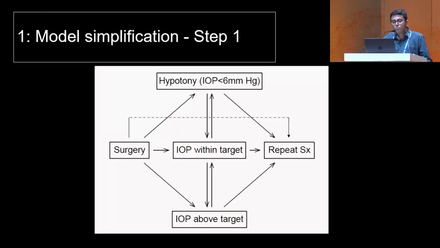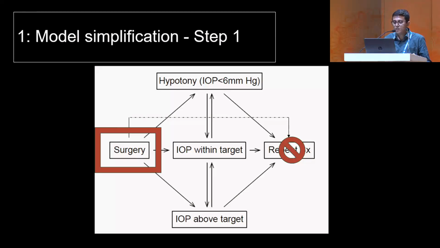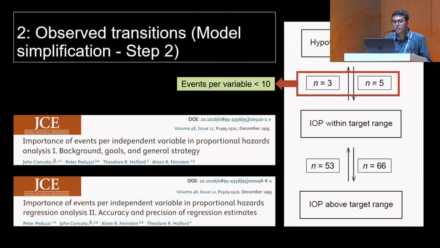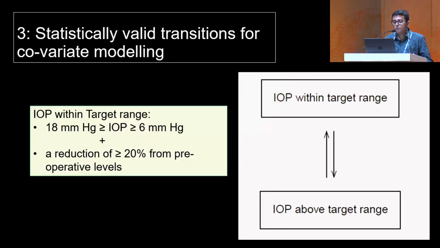Results. For model simplification, in the first step, we eliminated the state repeat surgery because none of the participants underwent the same in the published dataset. We also realized that transitions from surgery to any other subsequent step on the first post-operative day were likely to be related to intraoperative factors, and therefore we eliminated that state as well. In the intervening model, we noted that the number of transitions between hypotony and target IOP were too low to perform a meaningful covariate-based modeling. Therefore, our final model was a bidirectional two-state model.